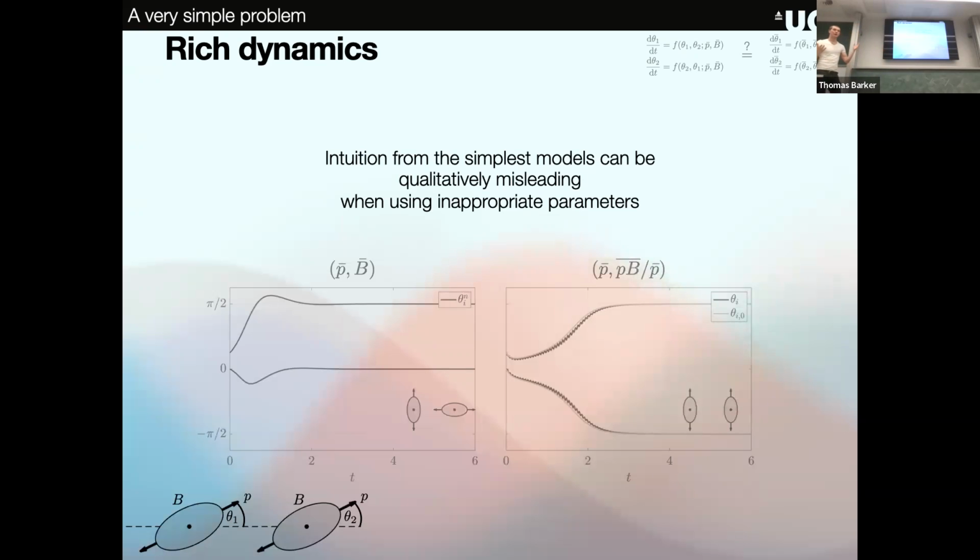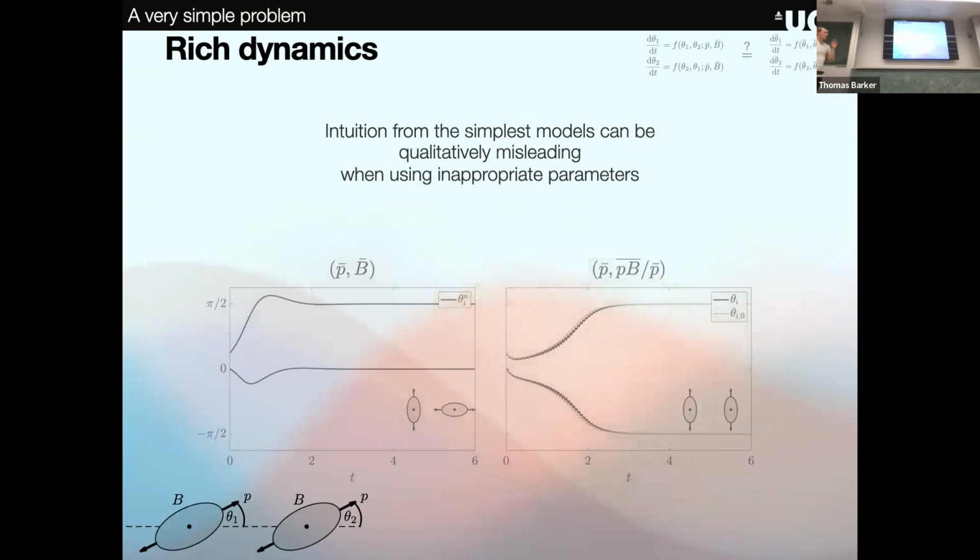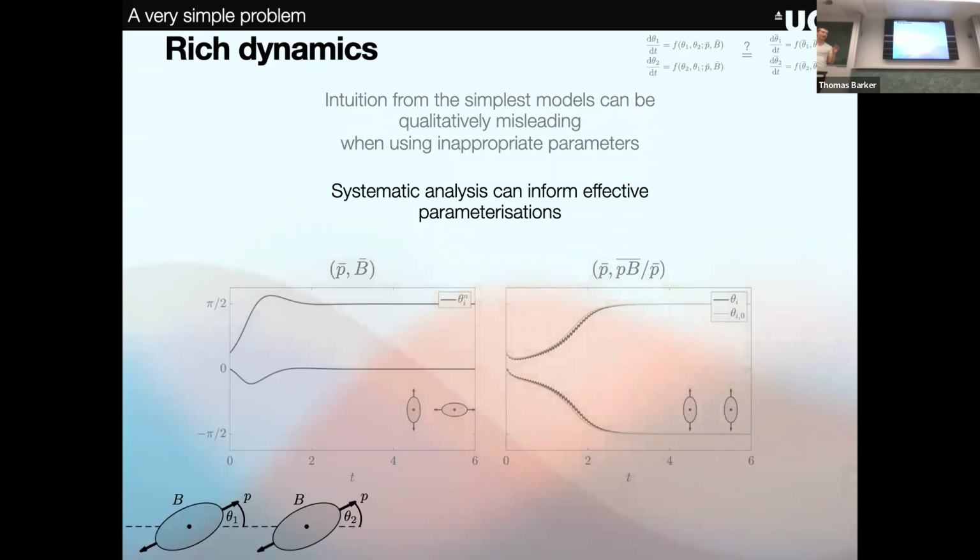So I still love a good simple model. It's how I develop all my intuition for all this sort of stuff. But this kind of really trivially simple example shows that you should use proper parameterizations, and you can just systematically compute them by doing a simple multiple scale analysis. I'm going to stop talking now.